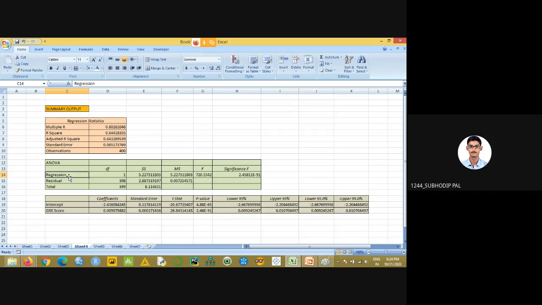So what do you say? In regression, what do we actually say in the ANOVA table? Treatment, right? Treatment, error, and total. Residual means what? Error. Are you all getting it? Yes, residual is error. So which one is SSE, SSC, and SSR?